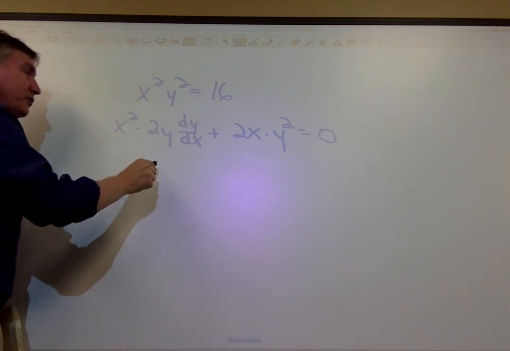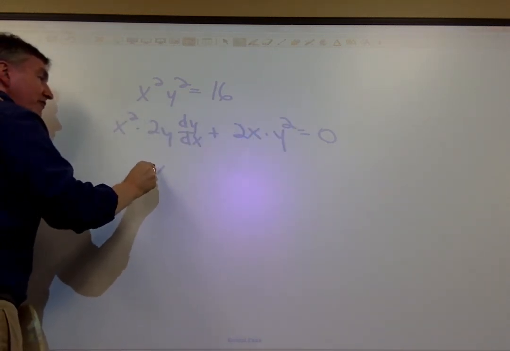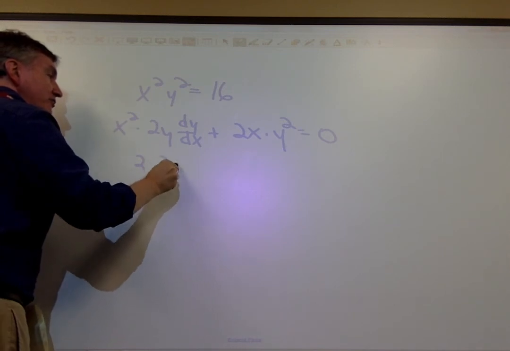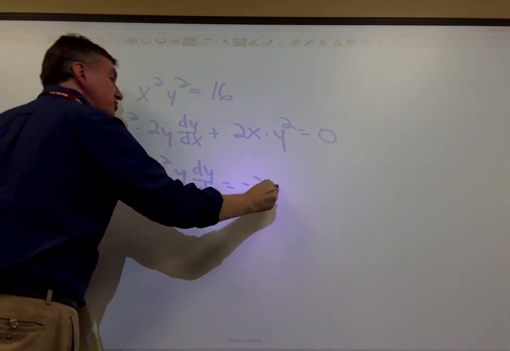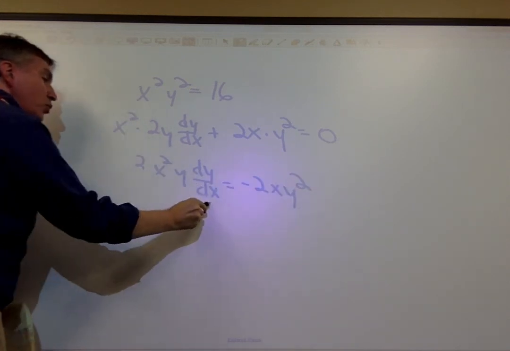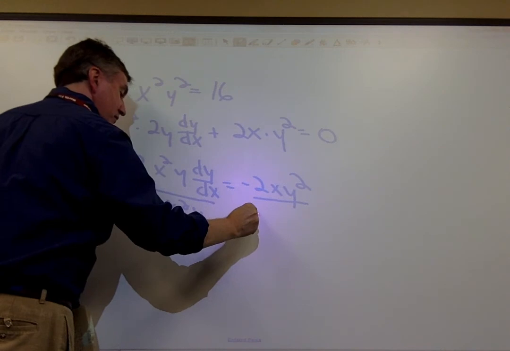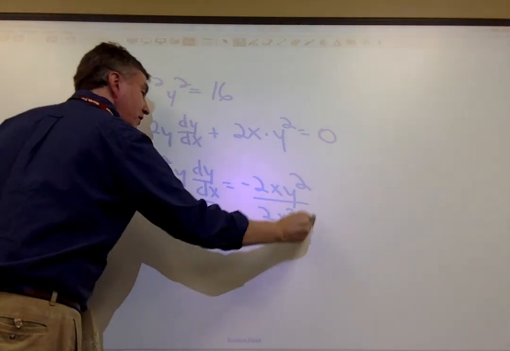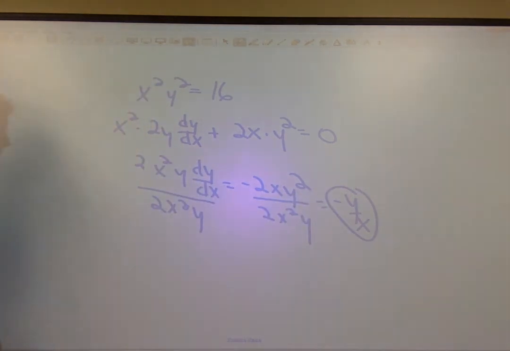But if I solve for dy dx, I'm going to subtract this term from both sides. So I'll have 2x squared y dy dx equals negative 2xy squared. When I divide out that coefficient, you get negative y over x. That's dy dx.